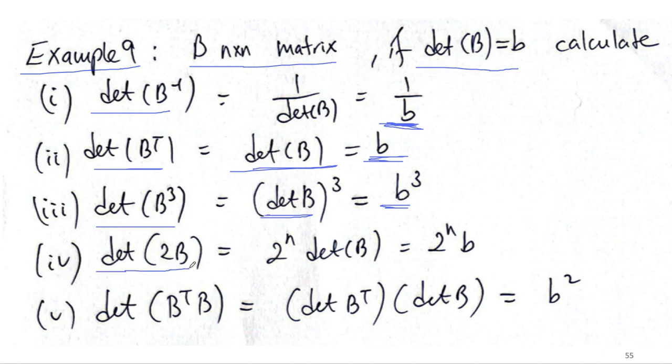If we have a scalar multiplication of the matrix B, then we can take it out of the determinant by taking the nth power. And this is 2 to the power n times b as a result. And finally, the determinant of B transpose times B is again possible to separate. This is the determinant of B transpose times the determinant of B, but this is also the same, these two things are just identical. So this is also b, this is also b, so the result will be b squared.